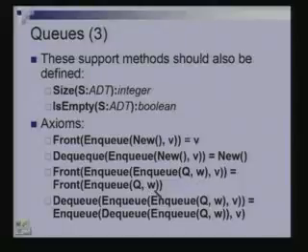enqueue Q comma w. Why have I written front of enqueue Q comma w and not front of Q? If Q is empty, then if I had just written front of Q here, that would not have been defined. If a queue is empty, then there is no notion of a front of the queue. That is why I have written front of enqueue Q comma w.